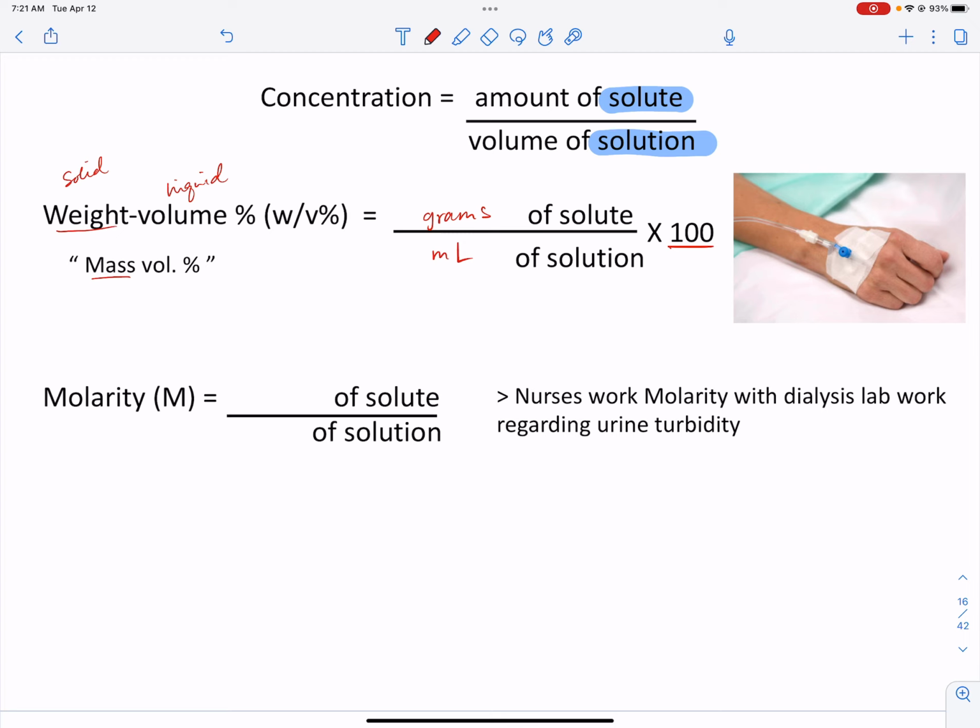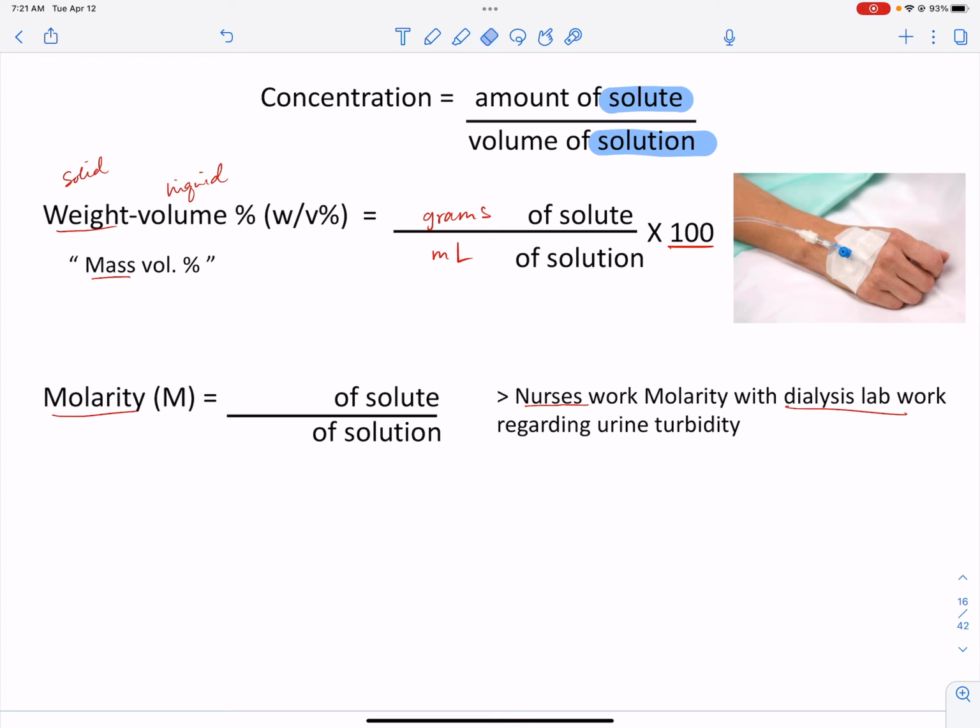But then what that concentration means is how much of the total drug or solute they're getting in their body. And then this note down here: nurses work with molarity, which is the next concentration we're going to talk about, specifically dialysis lab work. So you will run into units of molarity if you're working in a hospital for sure. And this is just one example.